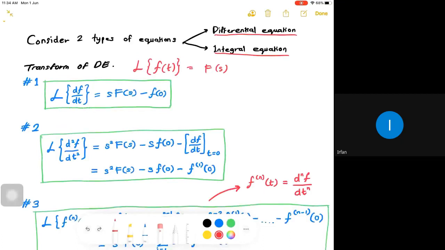So you can see that this is s domain, but this one is in time domain. But don't worry, because this is actually a value. Value of the function f, small f, at t equal to zero. Okay.